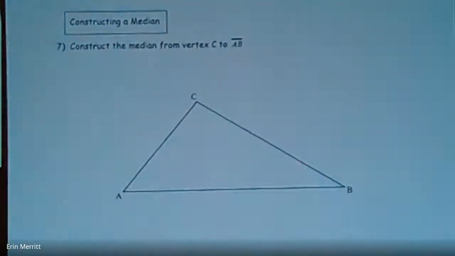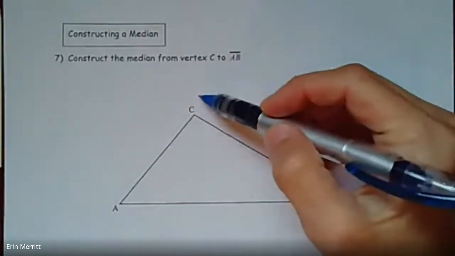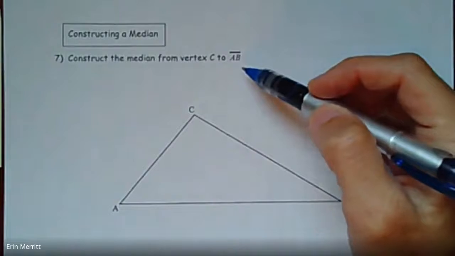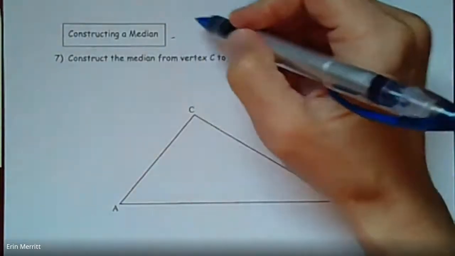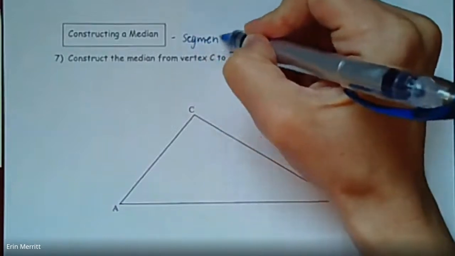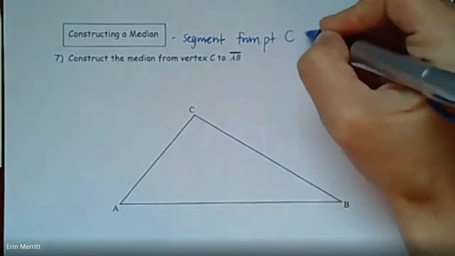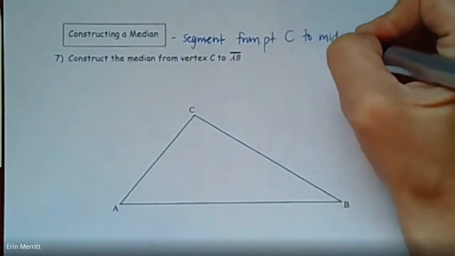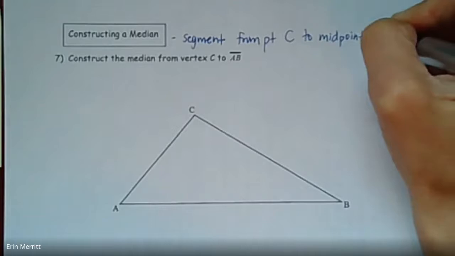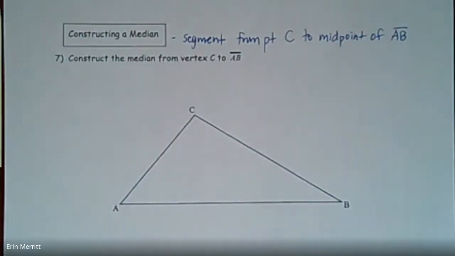So I'm going to flip on over to the next page. On page 43, you're being asked to construct a median, a median from point C to side AB. As a review, the median is the segment that goes from point C to the midpoint of side AB. Right?